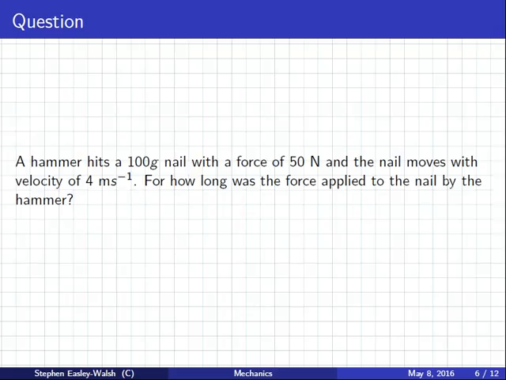Okay, can you try this one? Now for this one, you may need to use the formula F equals delta P over delta T. The nail. Not this nail, this one, in the wall. It'd be quite sore to hit this nail with a hammer. Okay, try this one. I'm looking for the force, and my hint is you'll need to use the new formula.